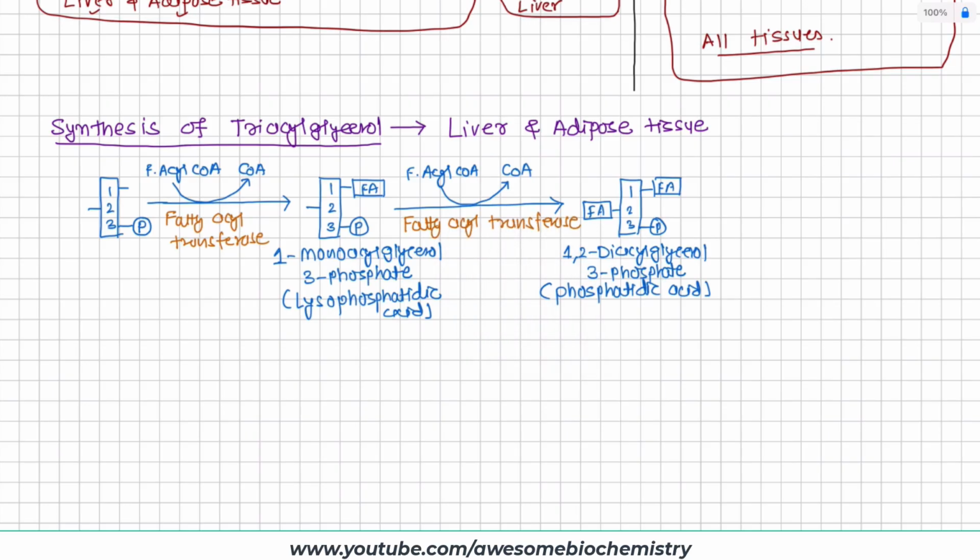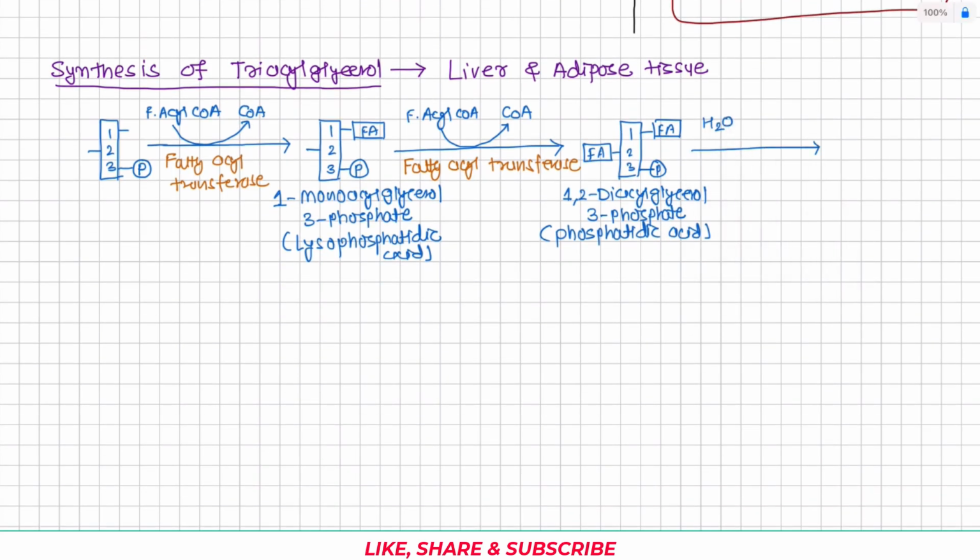Now we need to add a third fatty acid onto carbon 3, but carbon 3 is still occupied by the phosphate group. So we have to remove the phosphate group from here. This occurs by addition of water and the phosphate is removed by the enzyme phosphatase. The resultant compound looks like this, and the name of this compound is 1,2-diacylglycerol.